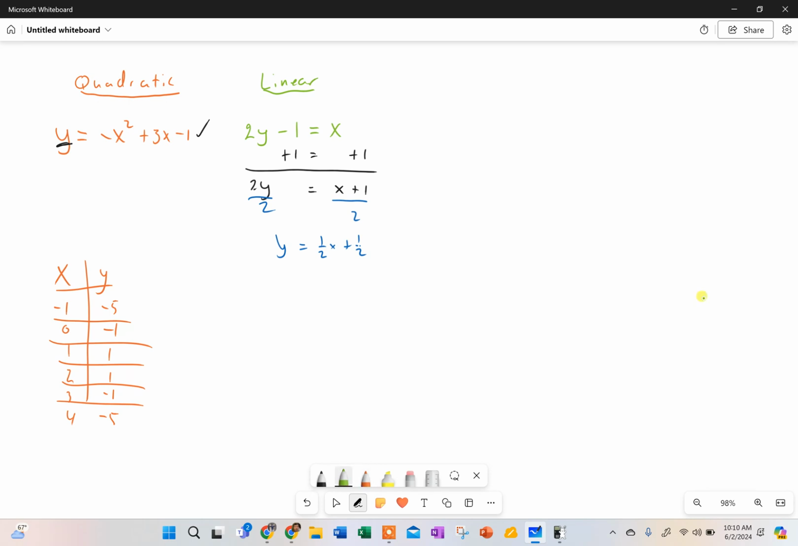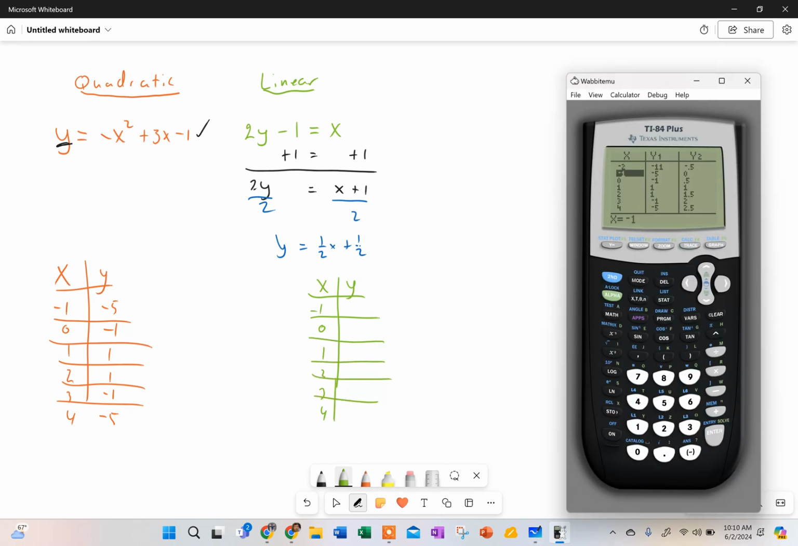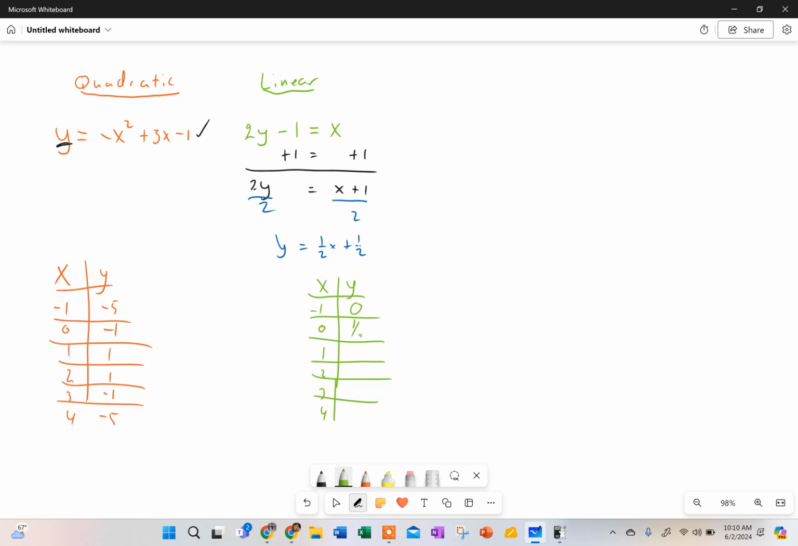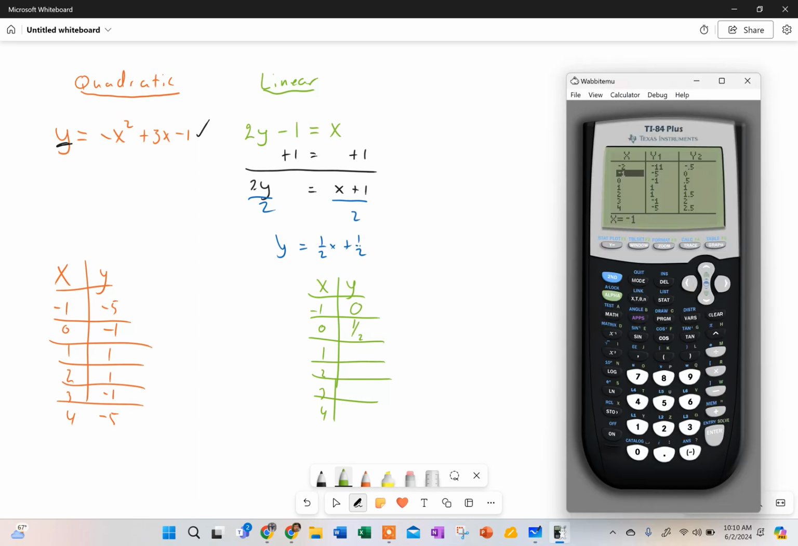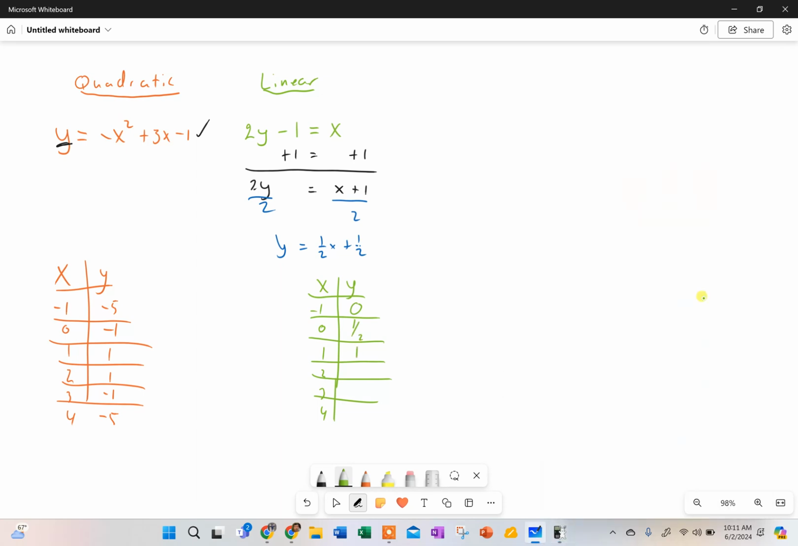And then over here, I'm going to do the same thing. And I'm going to use the same values. Negative 1, 0, 1, 2, 3, 4. And let's see, what do I have? 0, 1/2, 1, 1.5, 2, 2.5, etc. All right. You can see they're going up by 1/2.